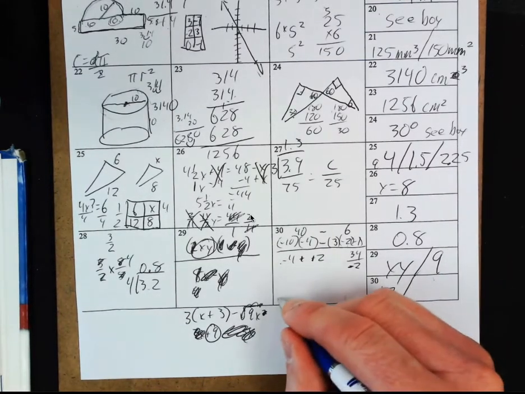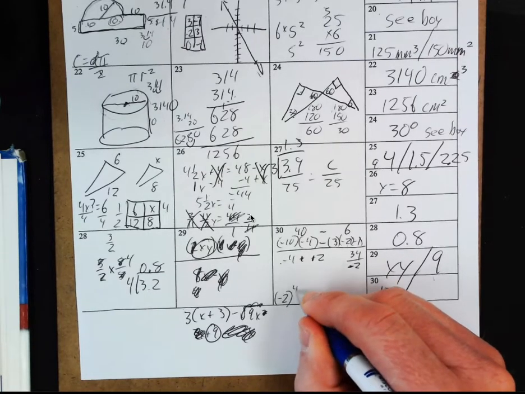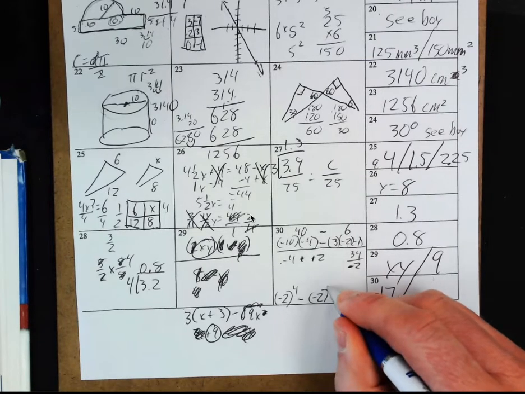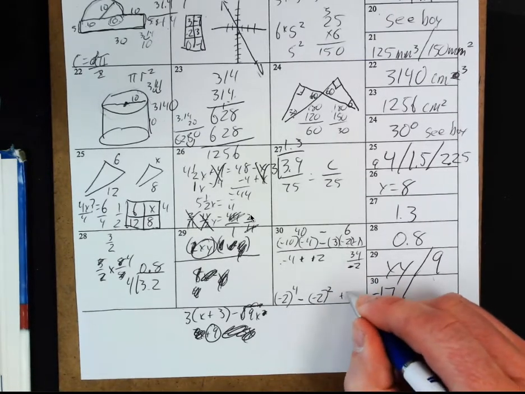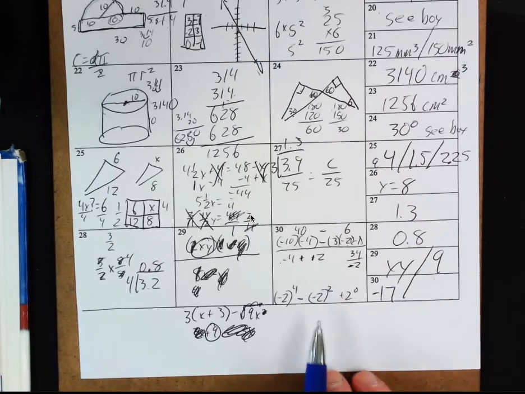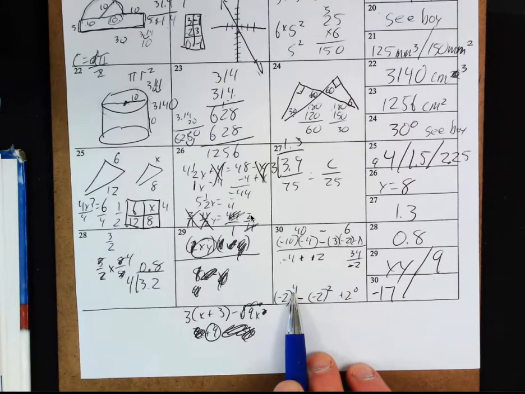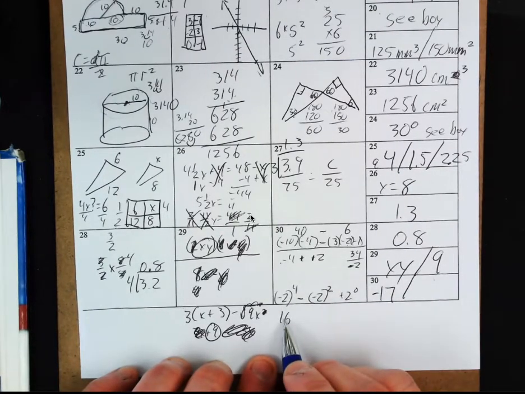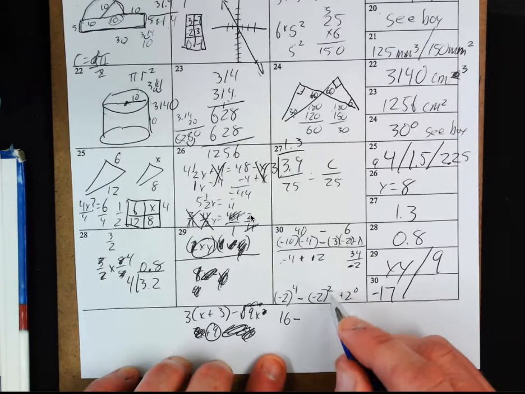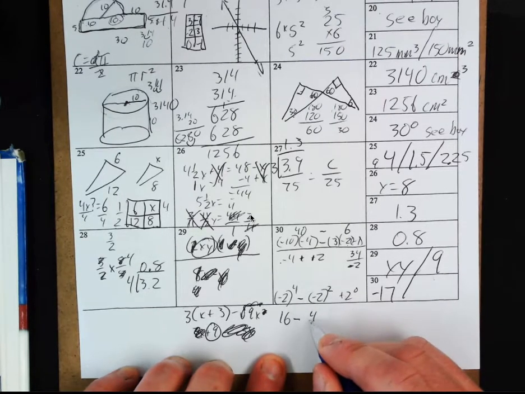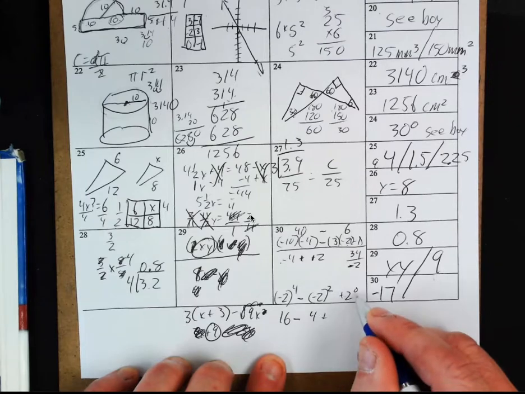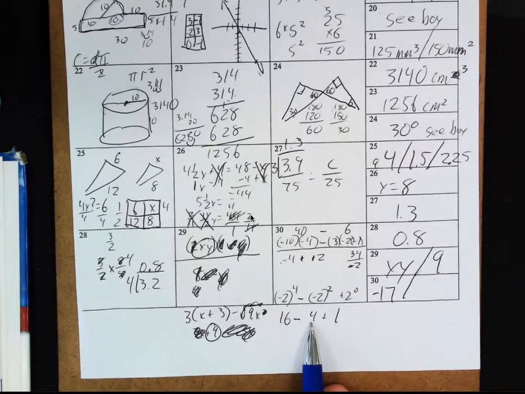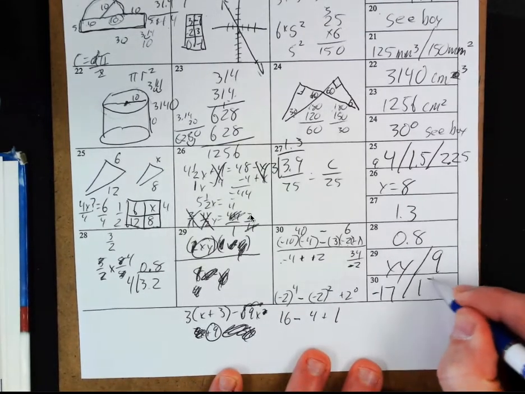And B, I have negative 2 to the 4th power minus negative 2 to the 2nd power plus 2 to the 0 power. 2 times 2, 4. Times 2 again, 8. Times 2 for the 4th time is 16. It's even, it's positive. Minus 2 squared is 4. It's even, it's positive. Plus, any number with the 0 power is 1. Left to right. 16 minus 4 is 12 plus 1 is 13.